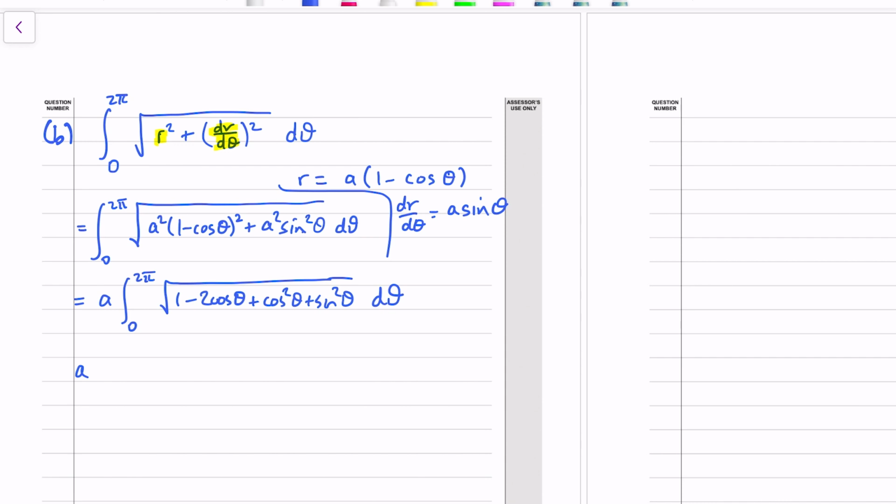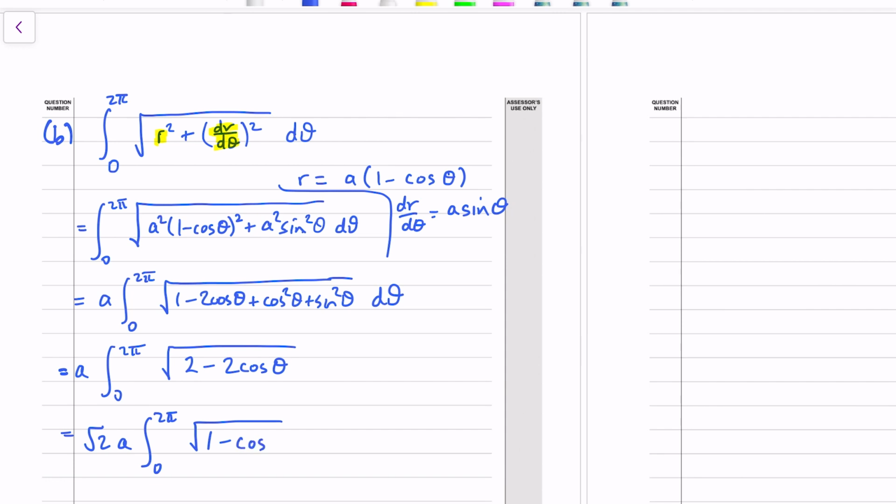And we're therefore integrating the square root of 2 minus 2 cos theta. A common factor of 2 can be pulled out as a square root and then pulled out of the integral. So root 2 a, integral from 0 to 2 pi of 1 minus cos theta d theta. Now, don't do all this work and then integrate this thing wrong.